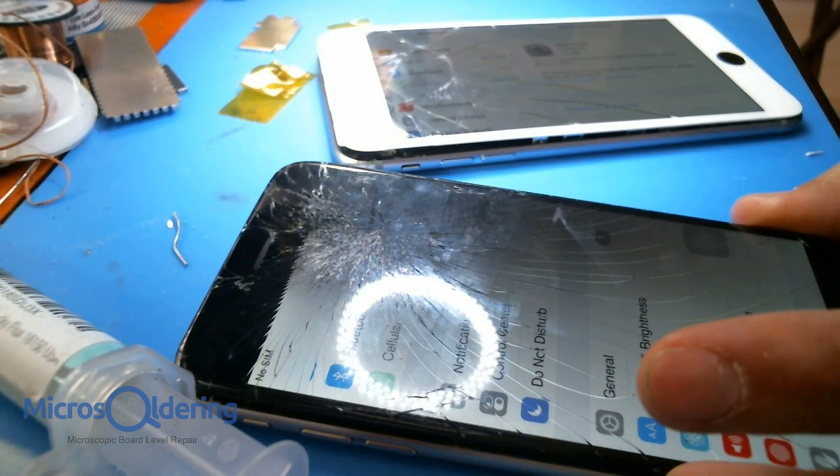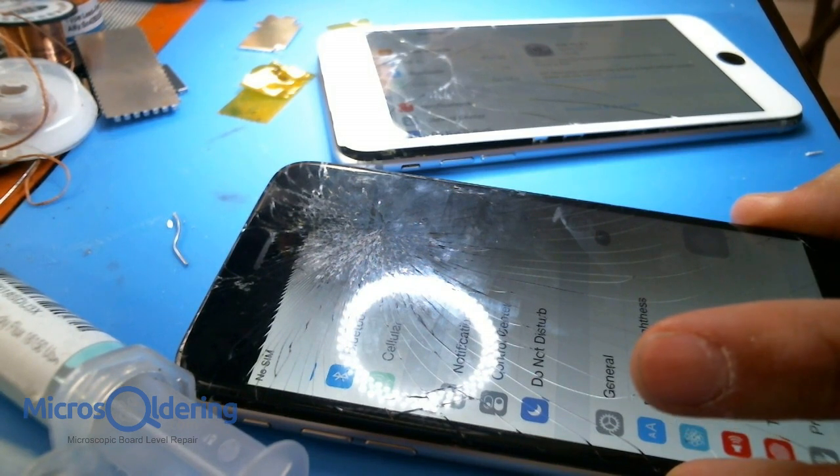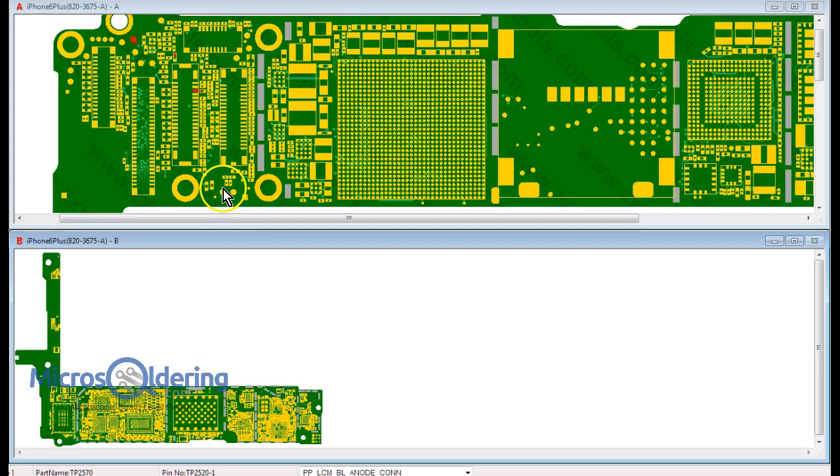So on the iPhone 6 Plus, there's two backlight circuits. Let me go to ZXW real quick. Alright, so the iPhone 6 Plus has two backlight circuits. There's U1502, which is the backlight IC, and U1580 is the other backlight IC. They're similar, but they produce a different voltage at the anode connection of the backlight circuit.